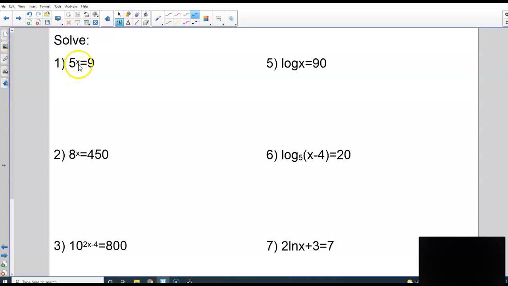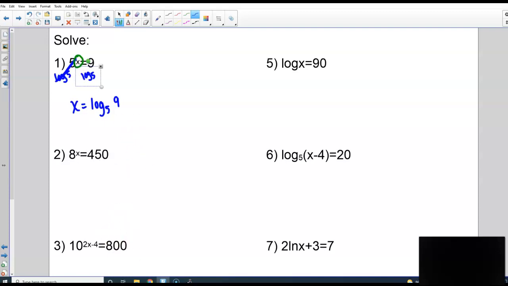So 5 to the x, the opposite of 5 to a power is log base 5. So what I'm going to do is take log base 5 of both sides of this equation. And log base 5 and 5 are going to cancel each other out, just leaving me with this little x right here. Now on the other side, I've got log base 5 of 9. Log base 5 of 9 equals x is what you're going to get if you do that.